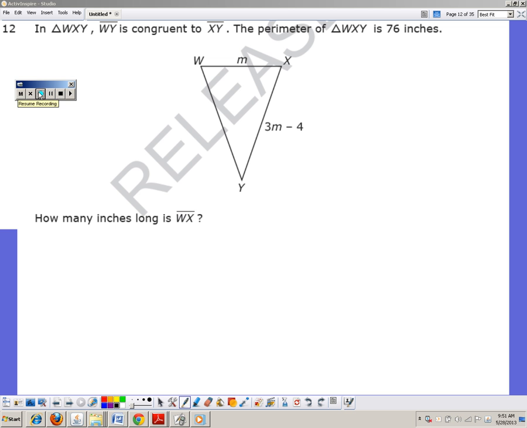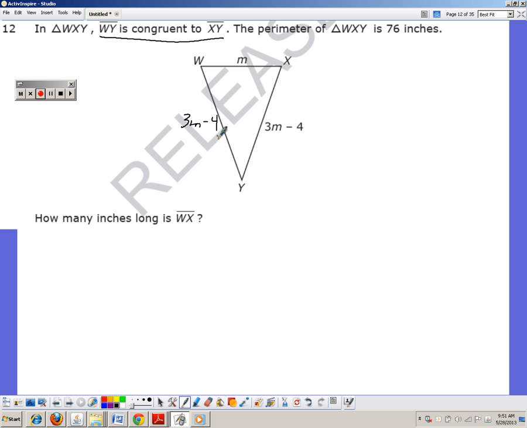In triangle WXY, line segment WY is congruent to line segment XY. The perimeter of triangle WXY is 76 inches, so that means all of these sides added together gives you 76. How many inches long is WX? Okay, look at the shape they give you. The first sentence tells you that WY is congruent to XY. That means whatever XY is, WY is also. So that's 3M minus 4.